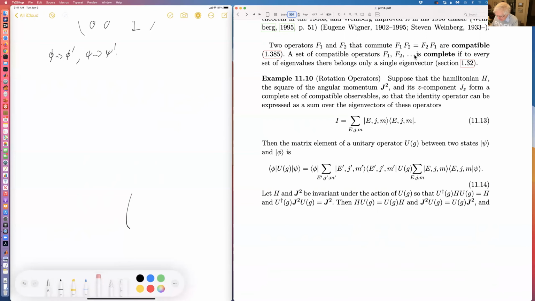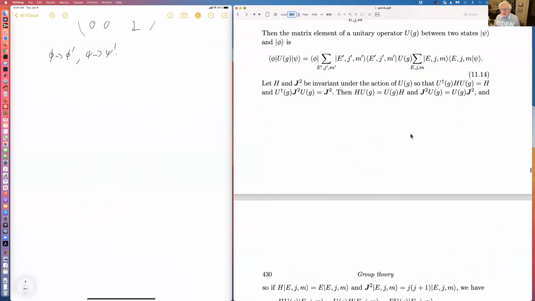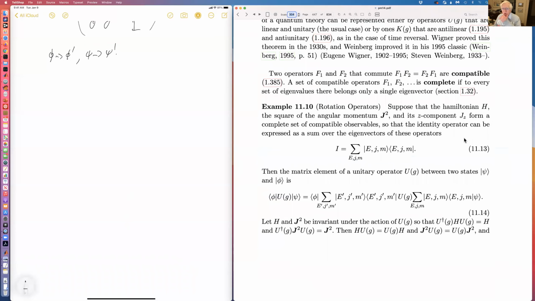And when they first exhibited it, it was the first sign of spin 1/2 and caused quite a commotion in physics. So let's do an example of rotation operators, because they're very important in quantum mechanics and in quantum field theory. Suppose you have a Hamiltonian, the square of the angular momentum, and the z component of the angular momentum, and suppose they form a complete set of compatible observables.